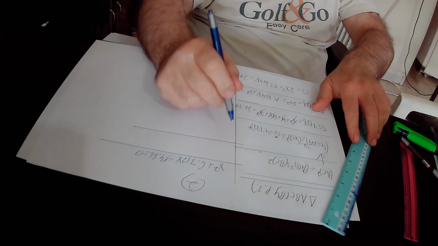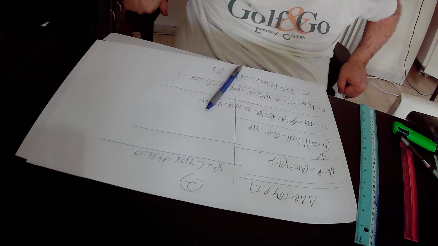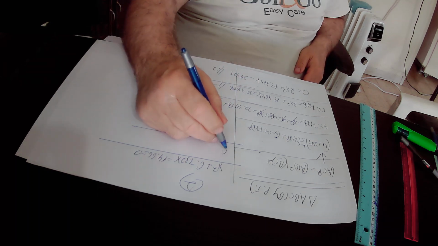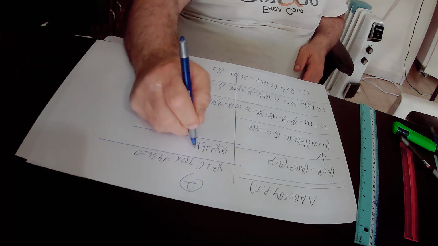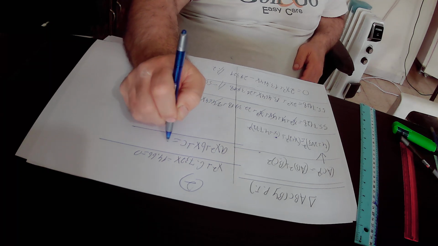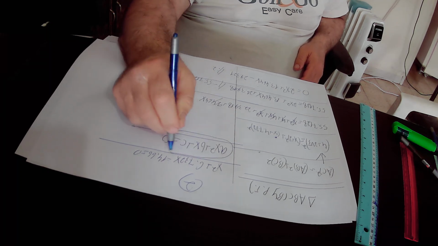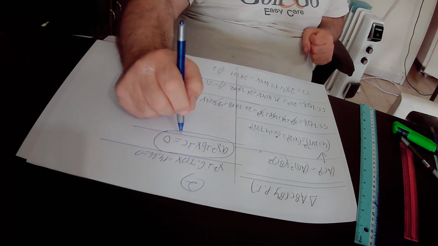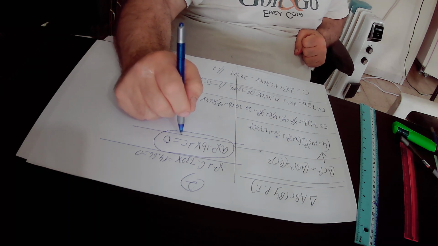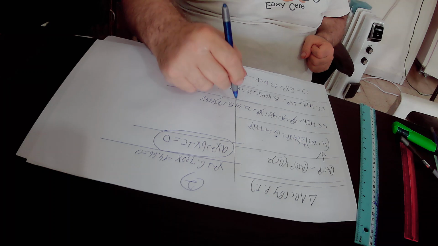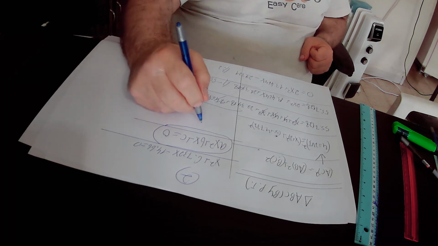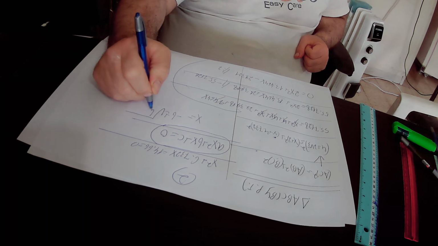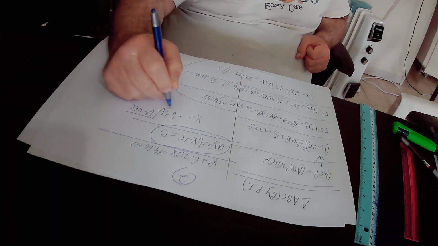So this is a quadratic equation, and the general form of a quadratic equation is ax squared plus bx plus c equals 0. In this general form, a, b, and c are the coefficients of the quadratic equation, and x is the variable we are looking for. We find the value of x according to the following formula: x equals minus b plus or minus the square root of b squared minus 4 times a times c, over 2a.